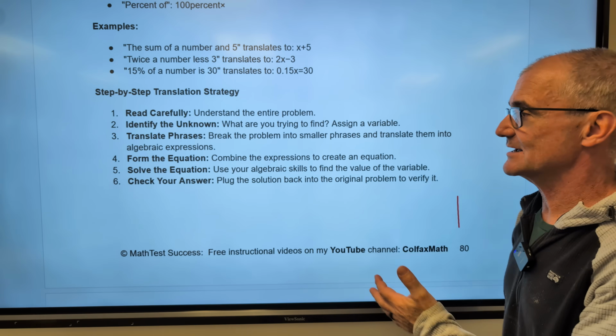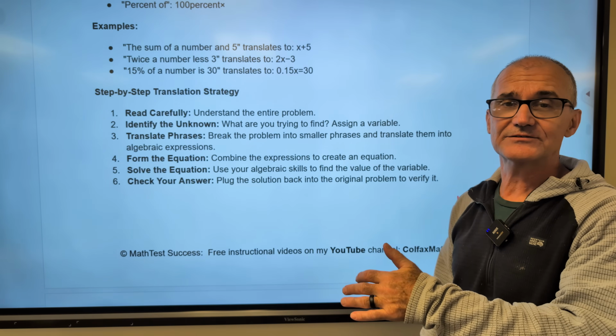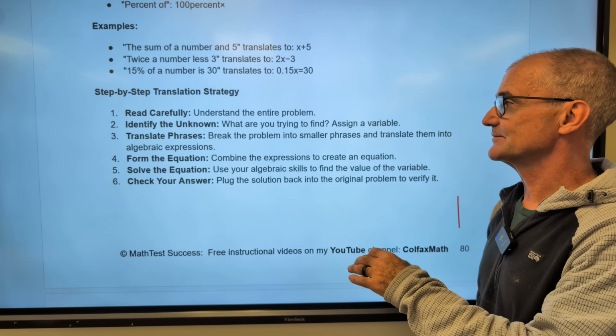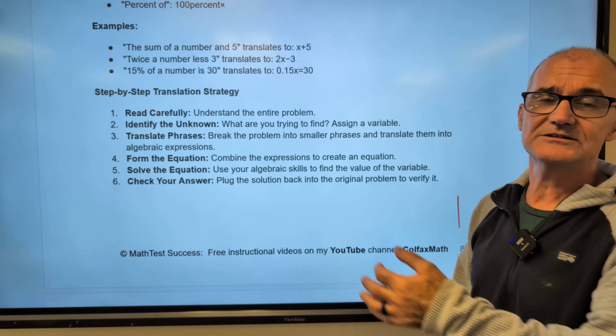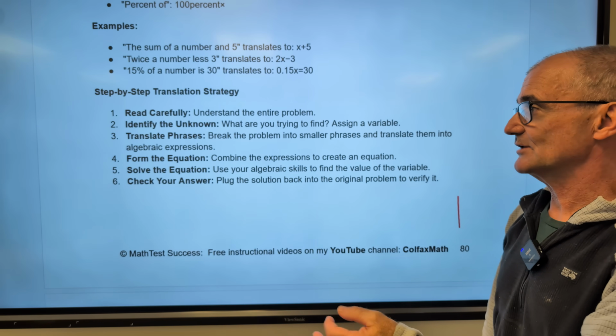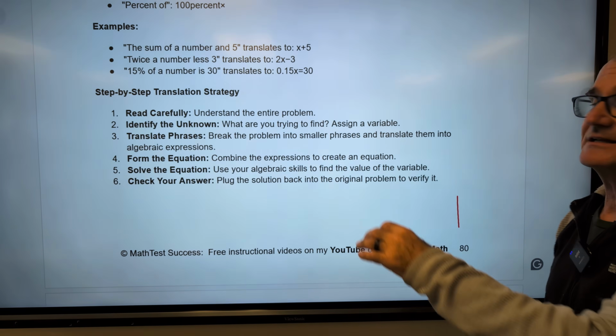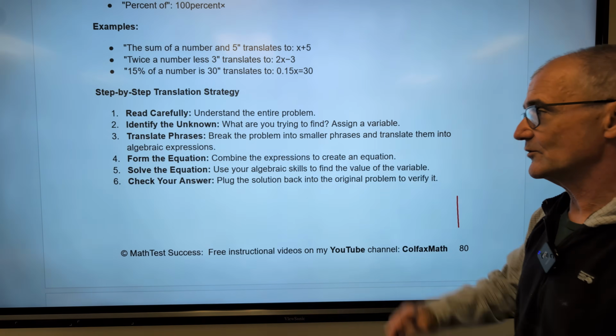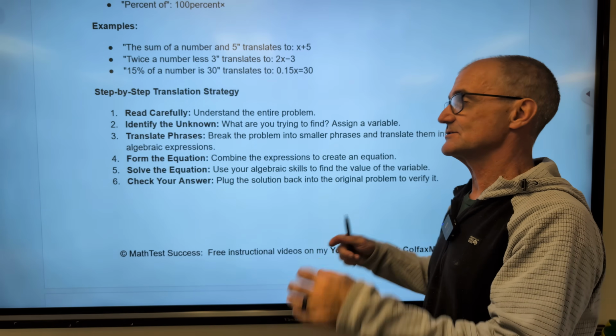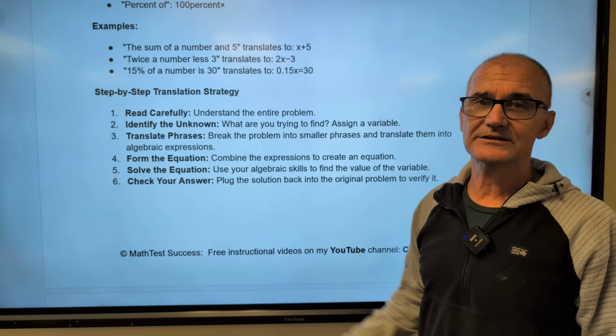So here's my 6-step process. Read it very carefully. Read the entire problem. Identify the unknown. What is it you're trying to look for? Translate that phrase, break it into smaller phrases and translate it into an expression. Form the equation. Solve the equation, and then check your answer.